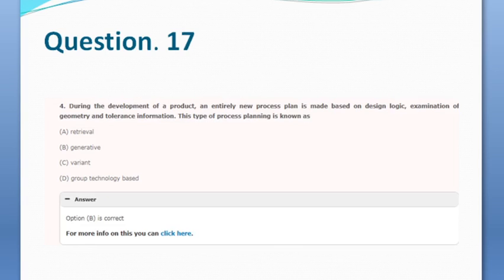17th problem. During the development of a product, an entirely new process plan is made based on design logic, examination of geometry, and tolerance information. This type of process planning is known as... Process planning means finding the sequence of operations for making the product. If it is done by human manual processing, it is called the manual method of process planning. If it is done by computer, it is called computer-aided process planning.